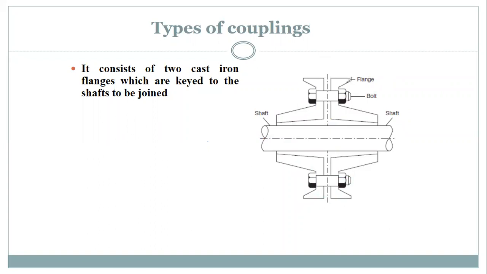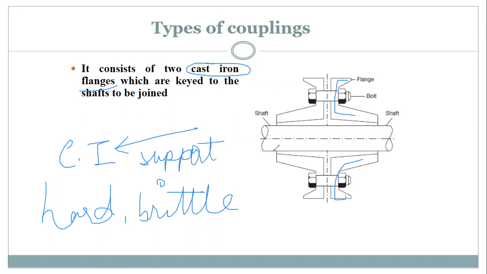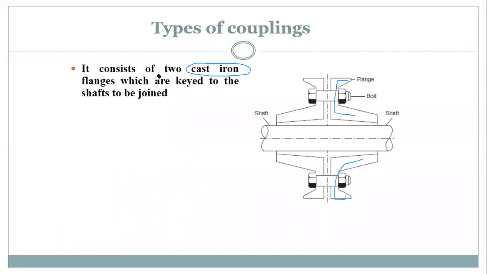But the flange, the muff, this part is made of basically what? Cast iron. Why are cast iron flanges, sleeves or muffs used? Now, guys, cast iron is a very hard, very brittle material, and its function is to support. Cast iron provides very nice support. Here, the coupling is going to support the shaft. That's why they are made of cast iron. And you can see here the keys are there. So the shafts will be connected with keys to the coupling.